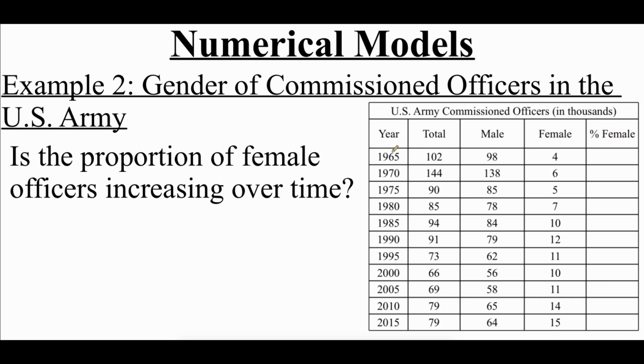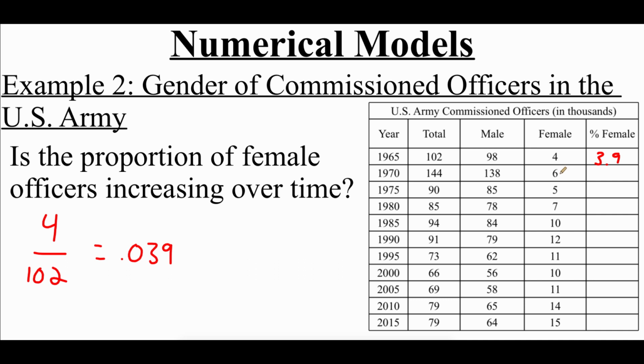So in order to figure out the percentage for 1965, we would have to take the number of female officers. So again, that's 4, but again, that's representing thousands. So 4,000 officers divided by the total number, so that's 102. When we do that, that works out to about 0.039. But we're looking at a percentage, so we want to take this decimal and slide it a couple places over. So this works out to about 3.9%.